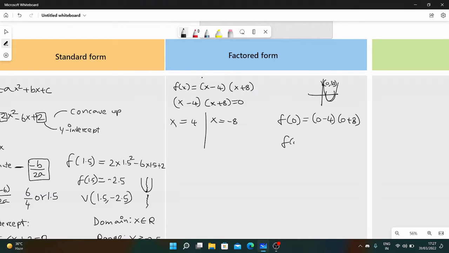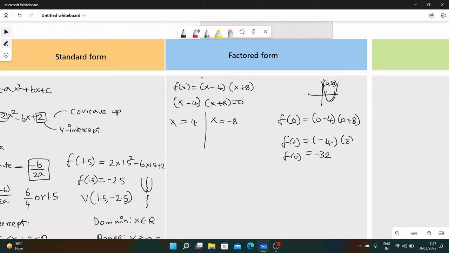So f of 0 equals minus 4 into 8. That's going to give us minus 32. Minus 32 is f of 0. Now we have both the x and the y-intercepts. Let's move on to the vertex.